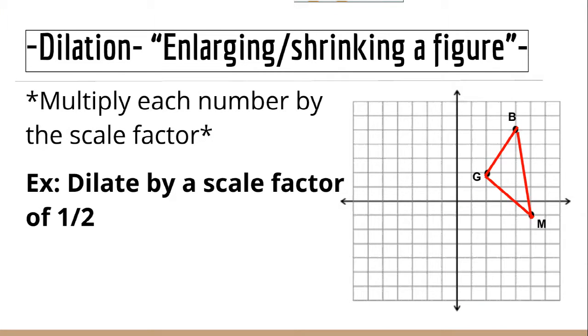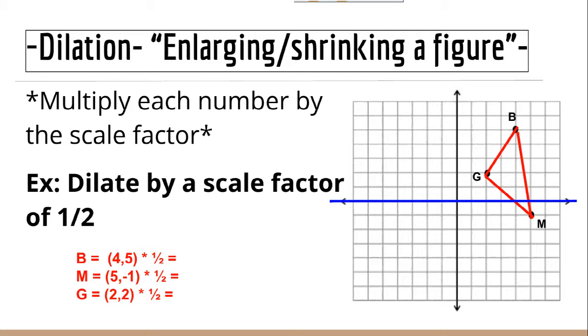Next, let's talk about dilations. Remember, dilation is enlarging or reducing, or shrinking, a figure. The easy part of dilations is that we're just multiplying each number by whatever the scale factor is. In this example, our scale factor is 1/2. Dilate by 1/2. So that means each point here gets multiplied by a scale factor of 1/2.